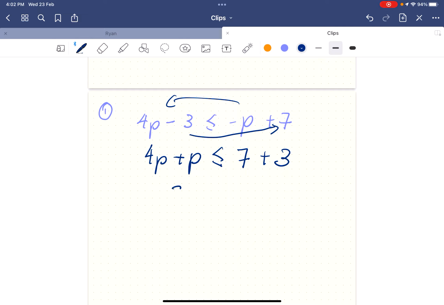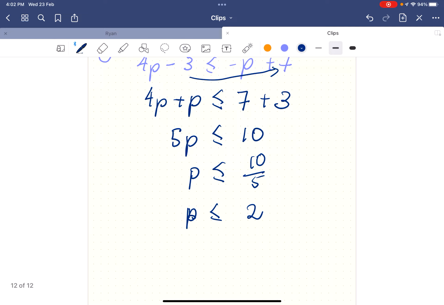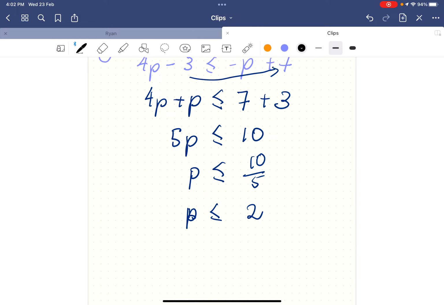So now we've got 5p smaller or equal to 10. Now we're dividing by a positive value, so it's fine, we don't have to flip the sign. So 10 divided by 5 gives us 1. Or if you really like, I can show another way. There's no particularly right or wrong, just different ways to do it.